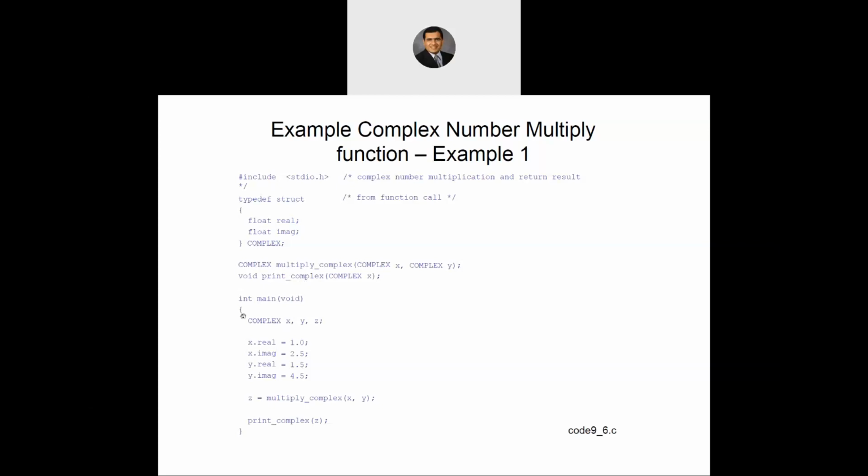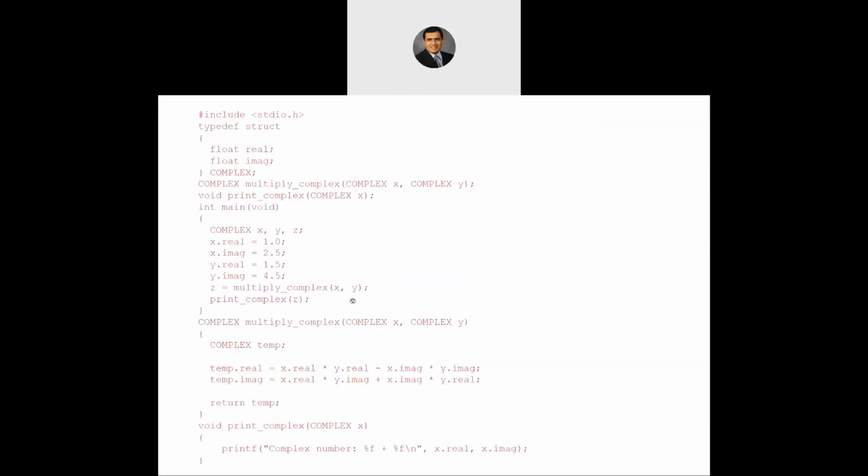So in the main function, I create three variables of my complex structure, x, y, z. Which means x can access real and imaginary, y can access real and imaginary, z can access real and imaginary. This is just a repetition of what we studied in our structures lesson. Now, here we have got the program divided into two slides, but I have taken it and put it in one slide so you can understand it better.